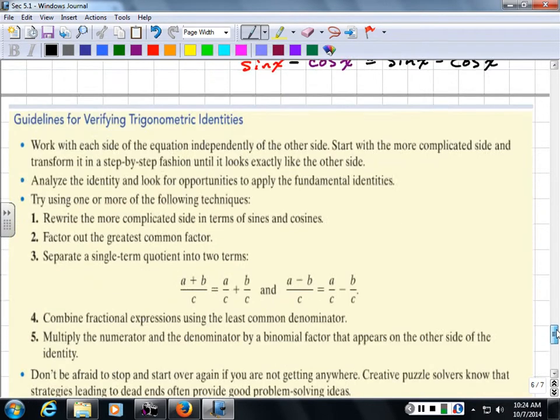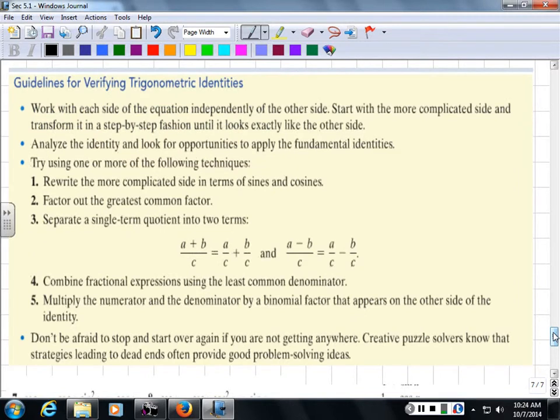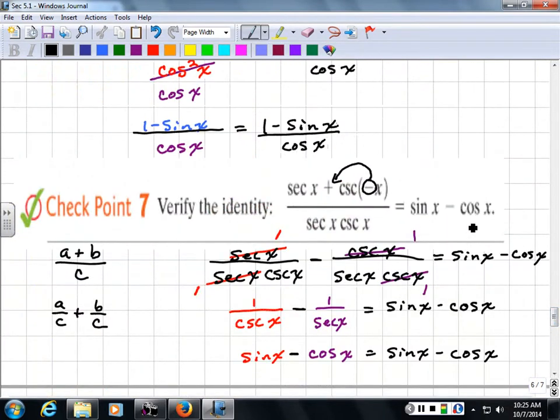All right, here are your guidelines, and this is straight out of the textbook. And I've been saying this. You want to work independently on either side of the equation. It says work with each side of the equation independently of the other side. Start with the more complicated side and transform it in a step-by-step fashion until it looks exactly like the other side. You want to analyze the identity and look for opportunities to apply the fundamental identities, which is why I keep harping on, you guys got to know those. Okay, I'm not expecting you to remember or memorize anything like this, because that is an identity, but it's not what we consider a fundamental identity.